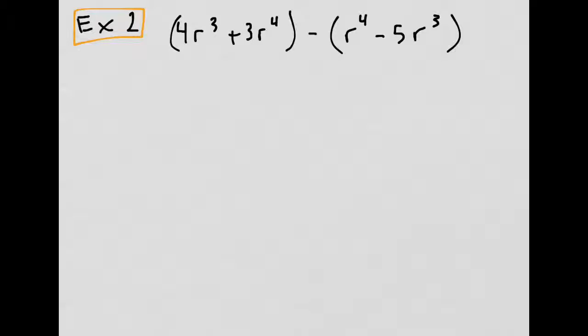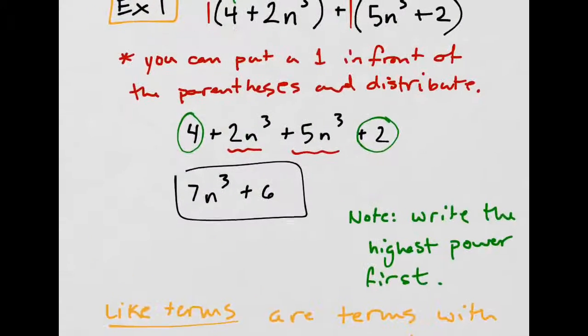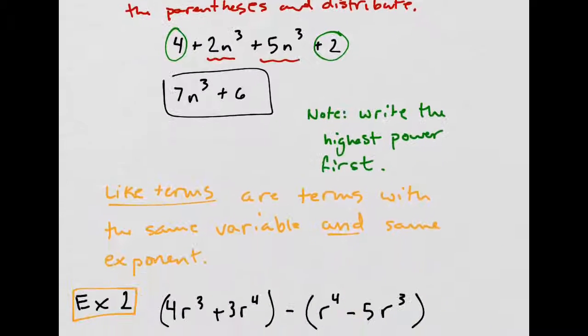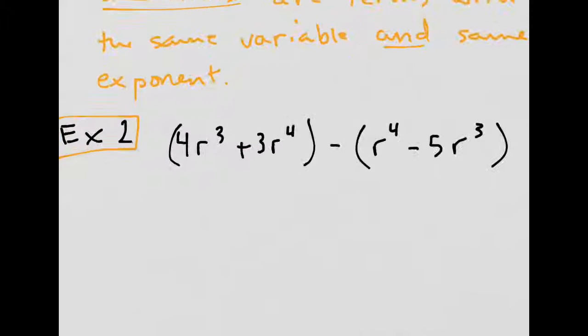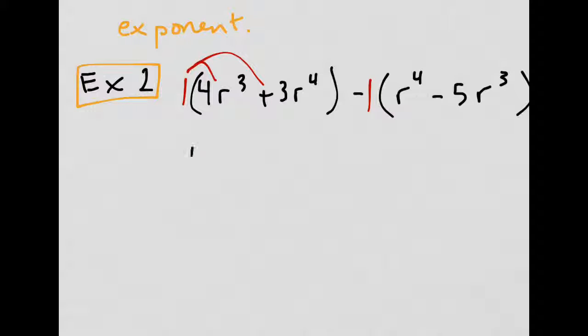Ooh, this one has a subtraction. That's a little bit different. But I'm going to do the same things that I said. You can put a 1 in front of the parentheses and distribute. So I'm going to put a 1 here. And, oh, it's a negative 1. Ooh, interesting. So I will distribute. And here I just get 4r cubed, same thing, plus 3r to the 4th. It's multiplying by positive 1, so nothing happens.